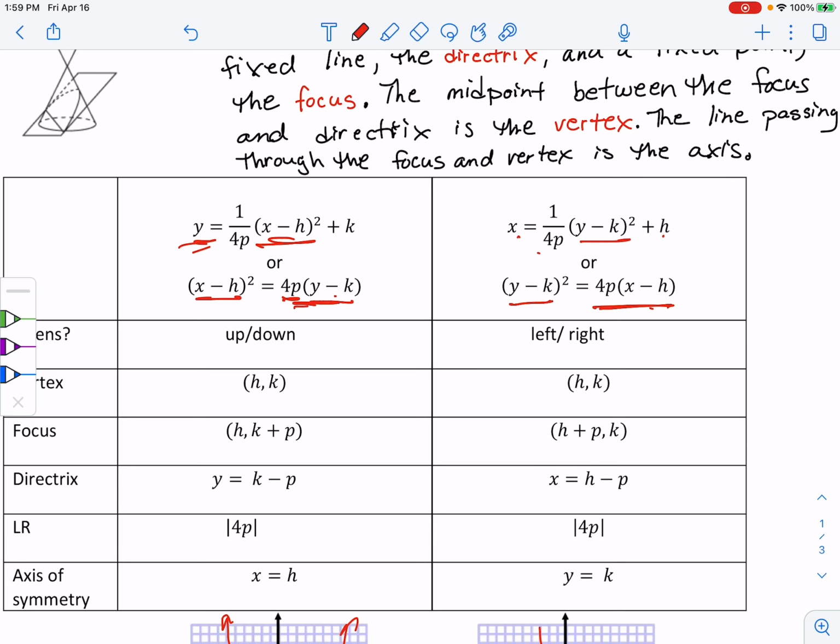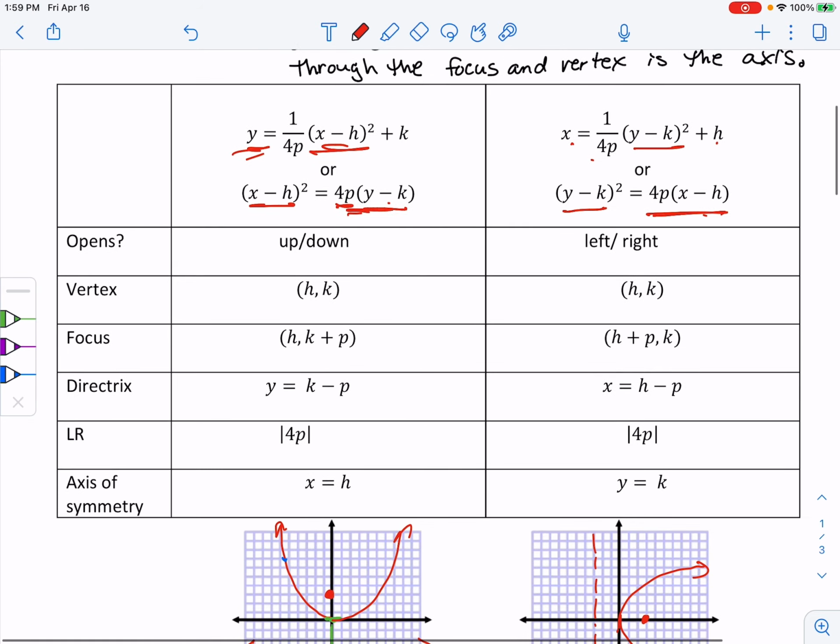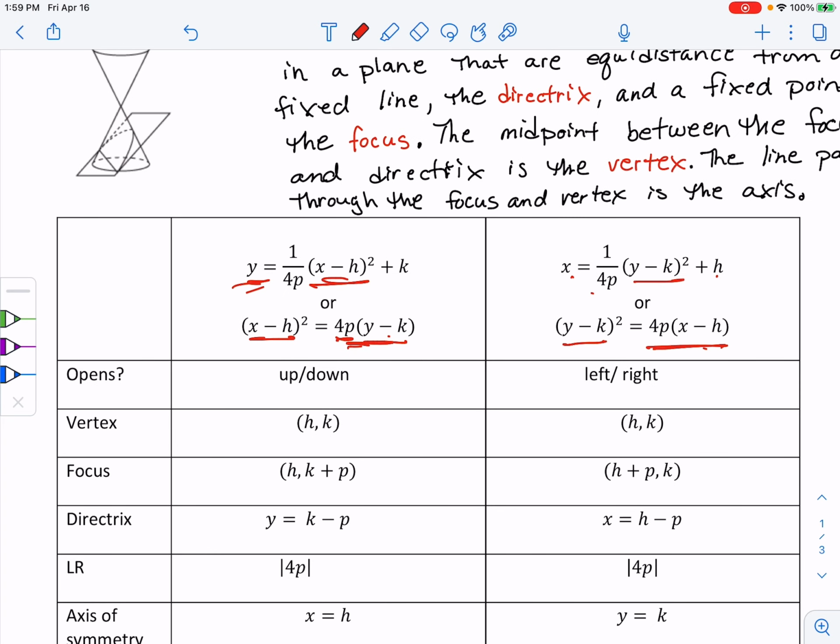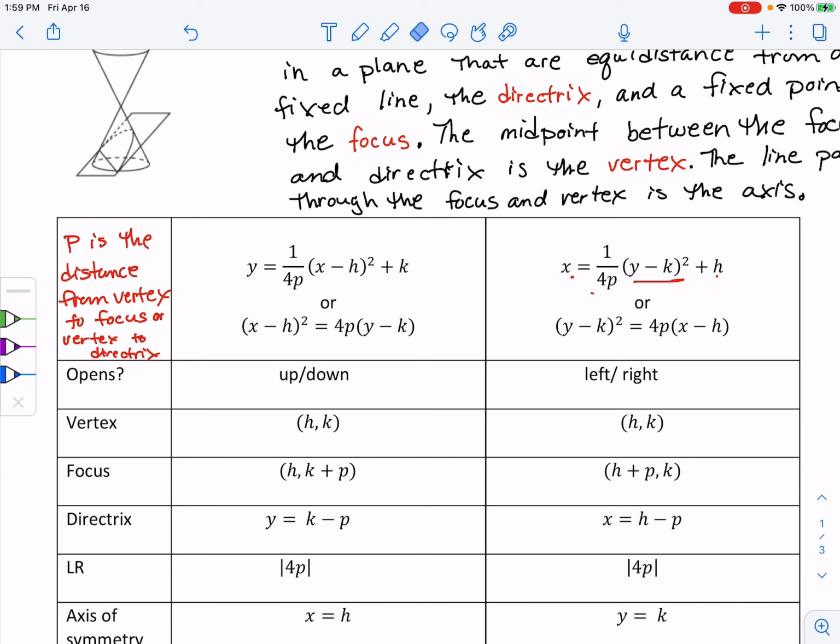And that's important, because p, put that right here, p is the distance from vertex to focus, or vertex to directrix. That's what p represents, okay? So let's get rid of all these. Just remember that 4p goes with the non-squared term.